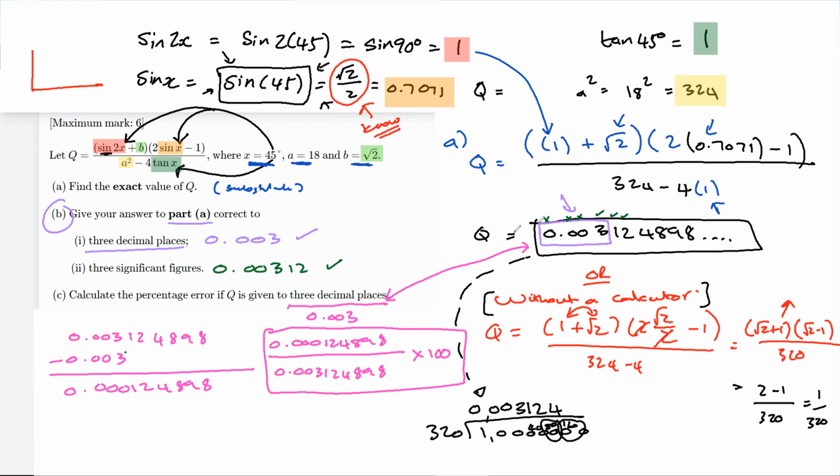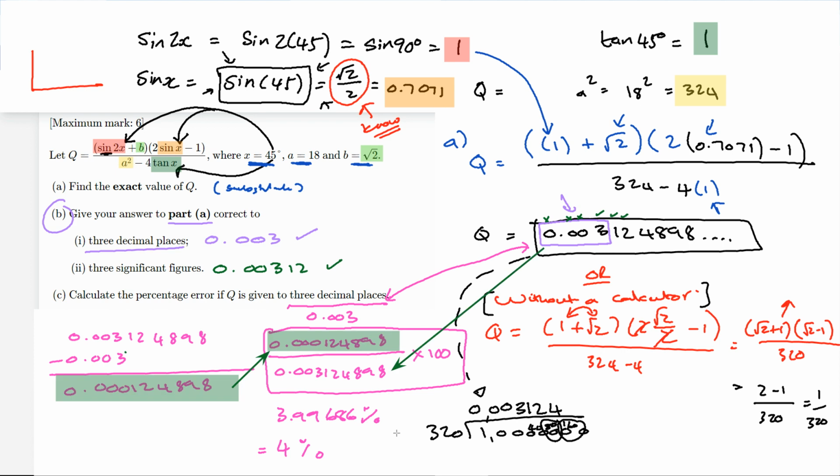On the calculator I get 0.000124898 divided by 0.003124898 times 100 comes to 3.99686%, or like 4%. All right, that's how you calculate percentage error if it's given to three decimal places.